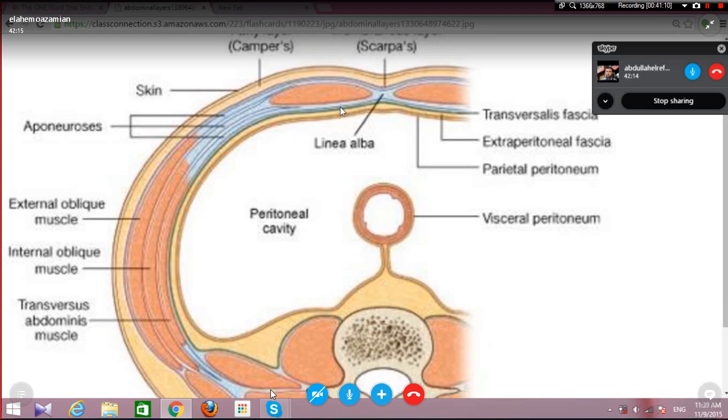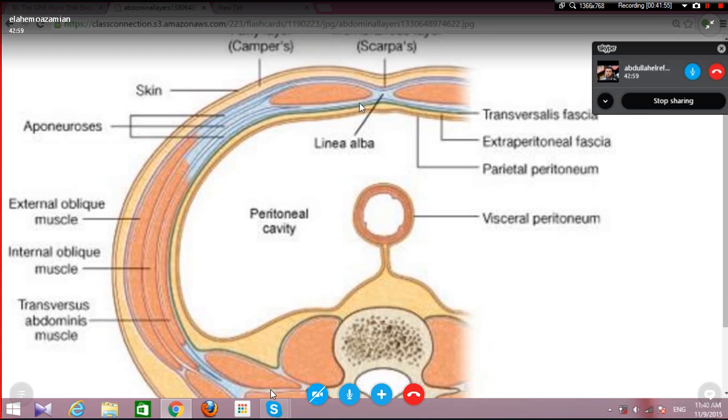Then we have the posterior layer of rectus sheath. Now you tell me, how is it formed? It's formed by the aponeurosis of internal oblique and the transverse abdominis. So now we have the posterior layer of rectus sheath. So rectus sheath is the aponeurosis of muscles which goes around rectus abdominis. We have the anterior layer of rectus sheath and the posterior layer of rectus sheath.